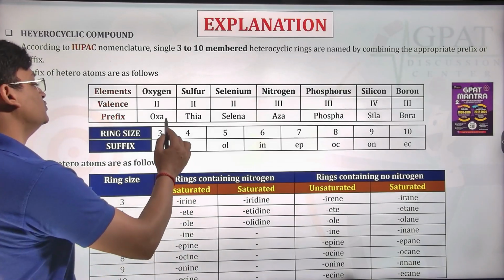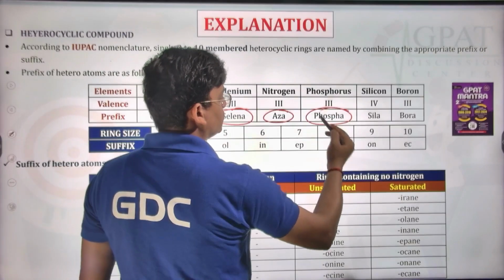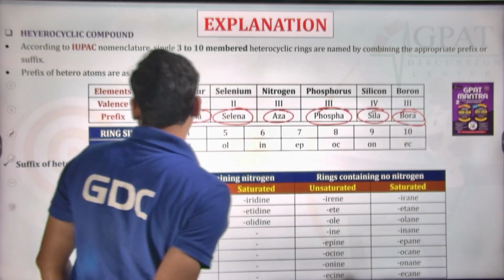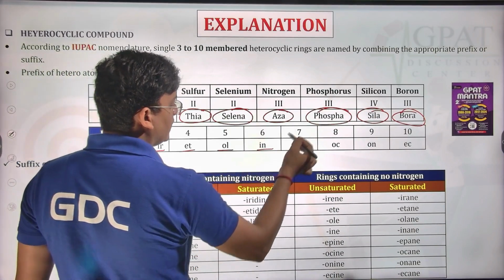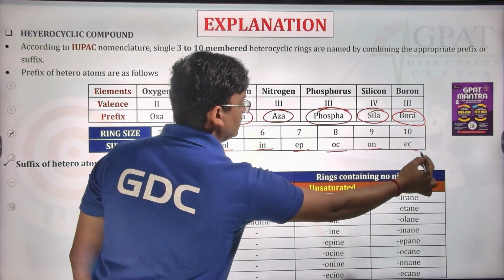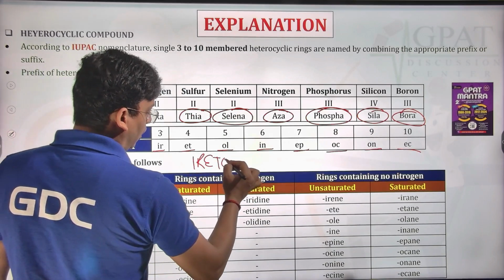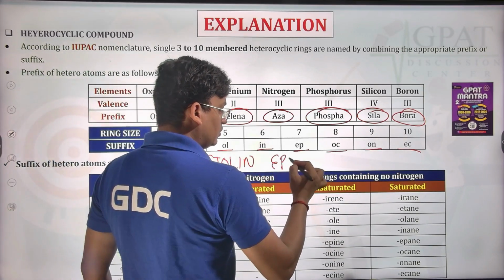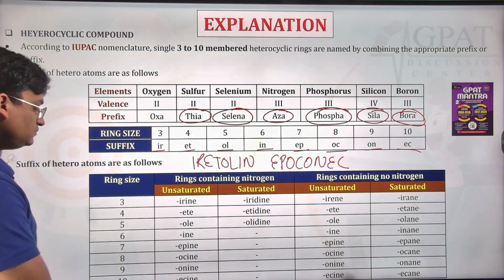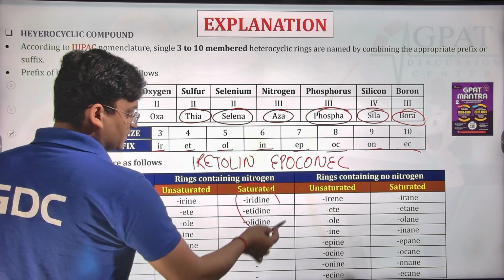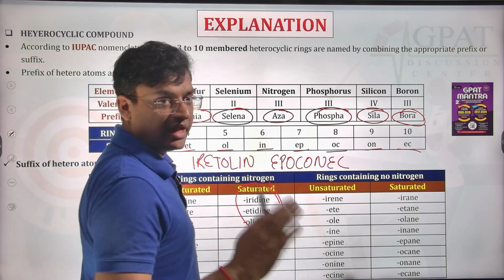For the heteroatoms, we use oxa for oxygen, thia for sulfur, selena for selenium, aza for nitrogen, phospha for phosphorus, sila for silicon, bora for boron. For the ring sizes, for 3-member we use ir, 4 we use et, 5 ol, 6 in, 7 ep, 8 oc, 9 on and 10 ec. Simply you can also learn it as: ir, et, ol, in, ep, oc, on, ec. And for the saturated case, if it has nitrogen, the 3, 4, 5-member rings end with idine, and the rest have ane as the ending.